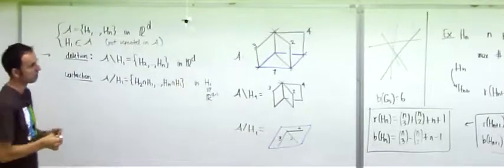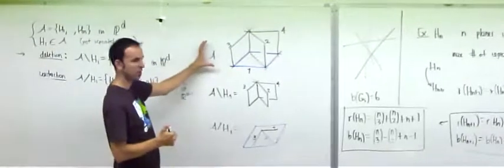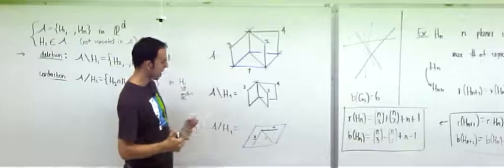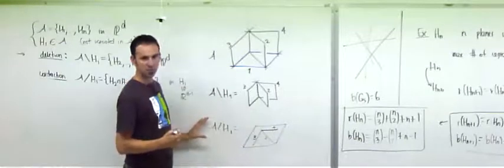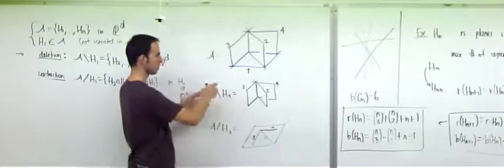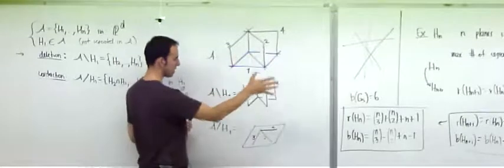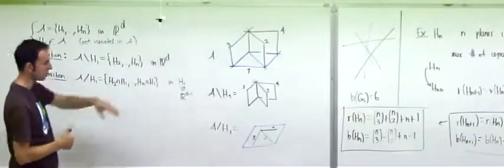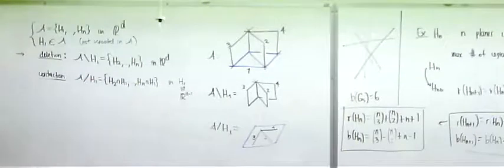And you see it here. We had a 3-dimensional hyperplane arrangement. Now the deletion is 3-dimensional and the contraction is 2-dimensional. So that's always how it is. Here you have planes in R^3, planes in R^3, lines in R^2. And that's always like that. So that always drops in dimension. Okay?